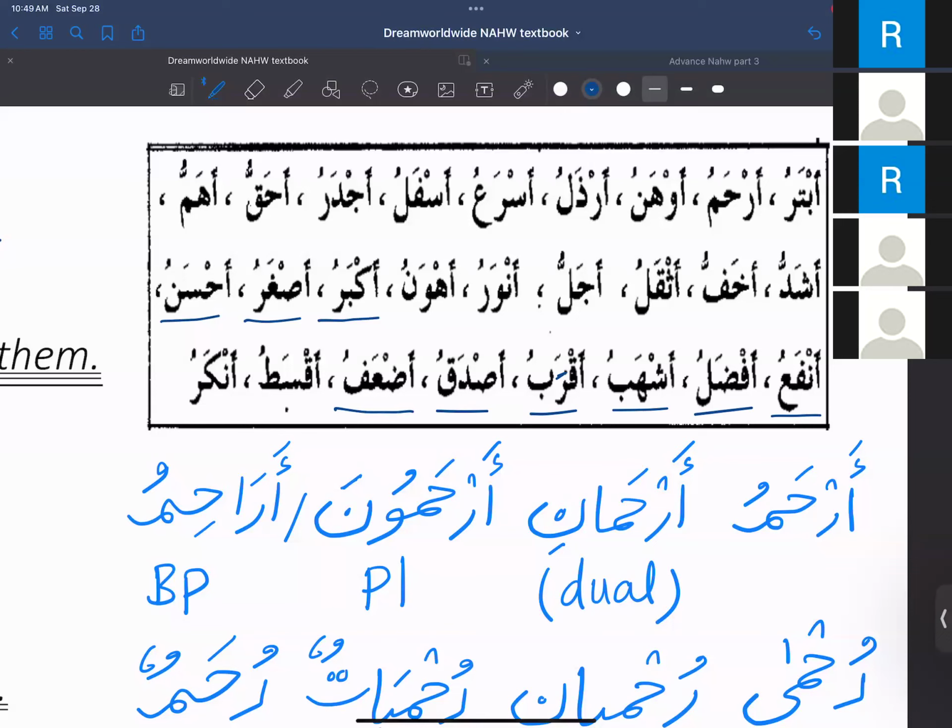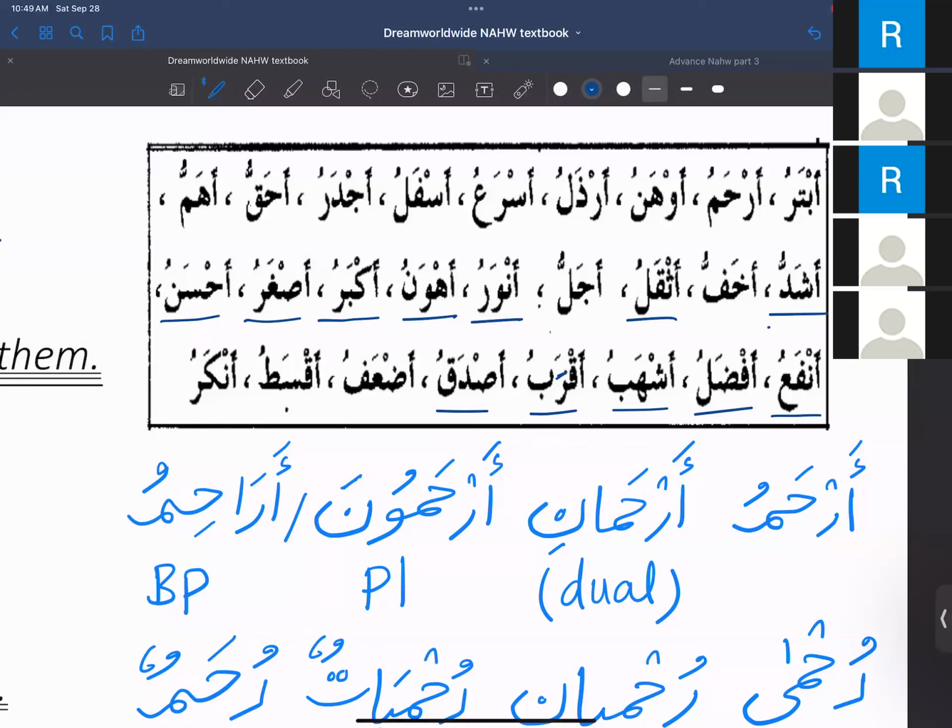Ad'afu, weaker, in the meaning of weak. Then aksaru, ankaru, right? We know many of these words, and these are used in Quran Pak a lot. Ahwanu, something is weak. Anwaru, something is more bright. Right? Athqalu, thaqal, heavy.